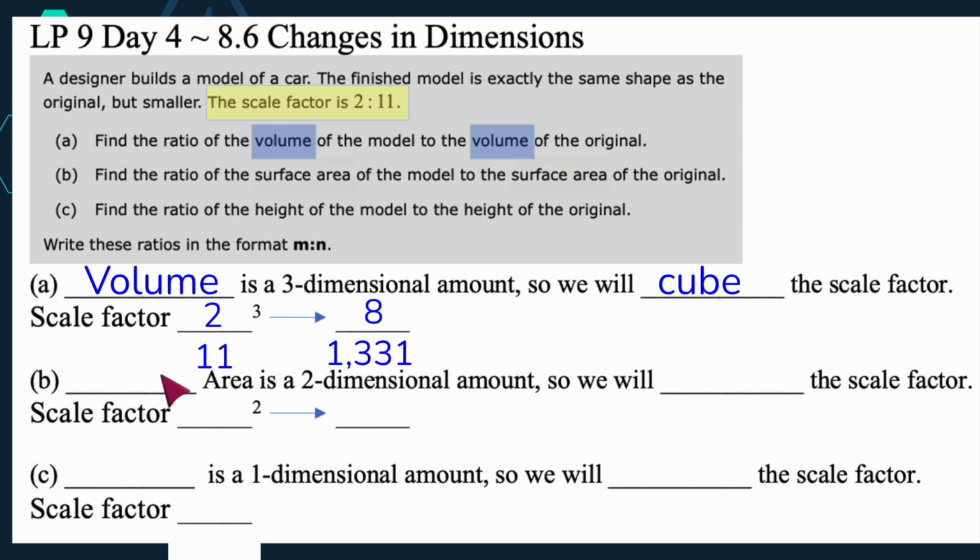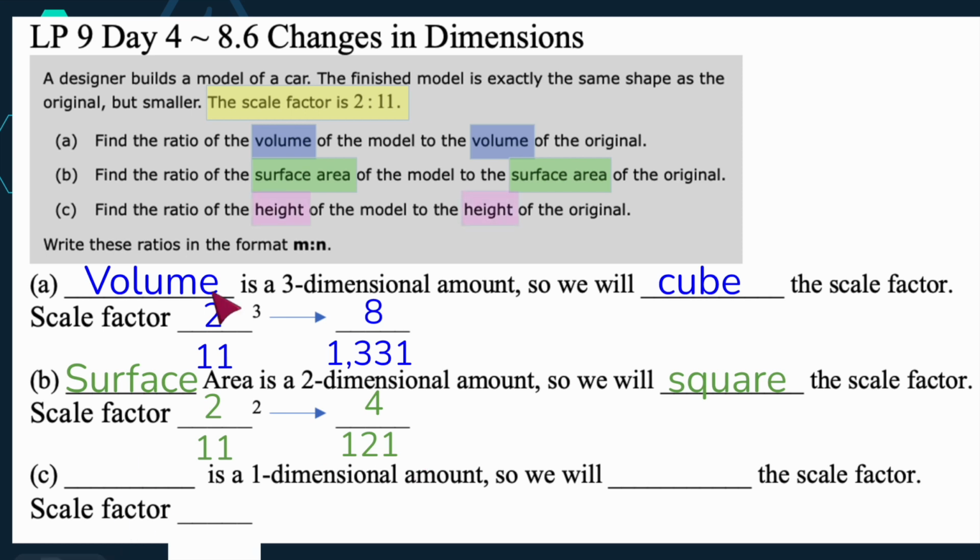Now, the second thing they ask is for surface area. Whether it's surface area or just regular area, it's a two-dimensional measurement, right? So we will square the scale factor to take into account those 2 dimensions. So we're going to go 2 over 11, and square it. So 2 times 2 is 4, 11 times 11 is 121. So that's our ratio for the surface areas.